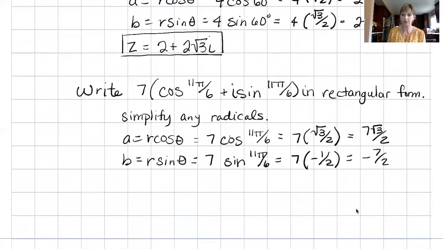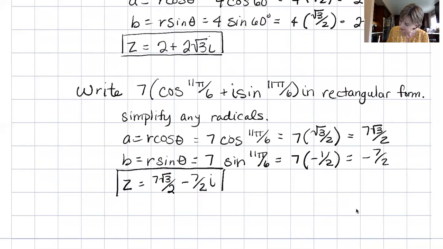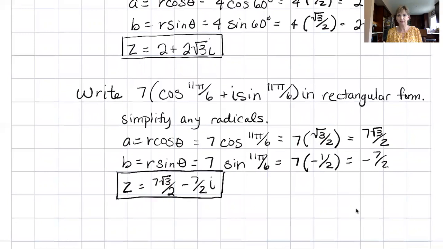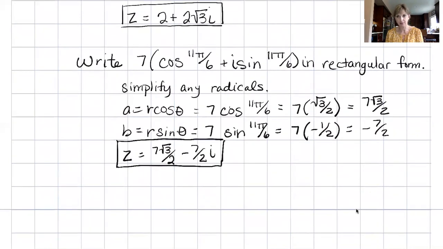Okay. So now we're just going to plug that into our format for the rectangular form, which is A plus BI. So 7 square root of 3 over 2 minus 7/2 I. And that's it. Hopefully that's what you got as well. And you kind of think about it for a second: our original angle, 11 pi over 6, is in quadrant 4. And then our A is positive, our B is negative. Positive A, negative B would also be in quadrant 4. So just checking to make sure everything is okay, and it seems good.